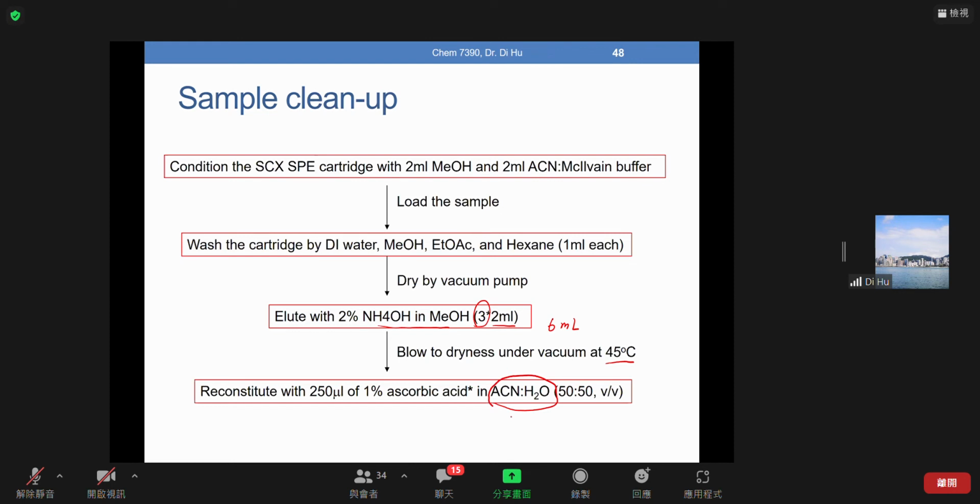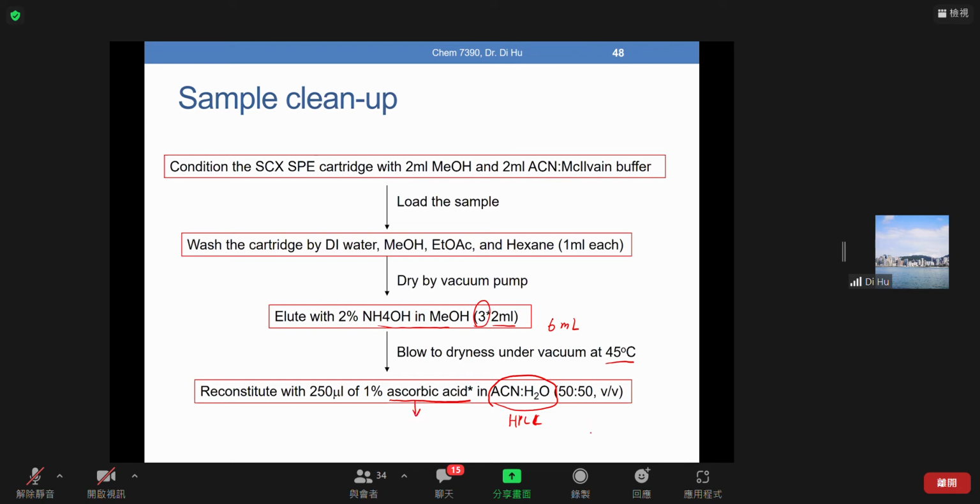That means in the HPLC method, it's probably just using this kind of thing: just ACN and water will be the mobile phase, with ascorbic acid. So this one, a little bit of ascorbic acid, for what? It's an antioxidant, to prevent your sample from photo-oxidation.